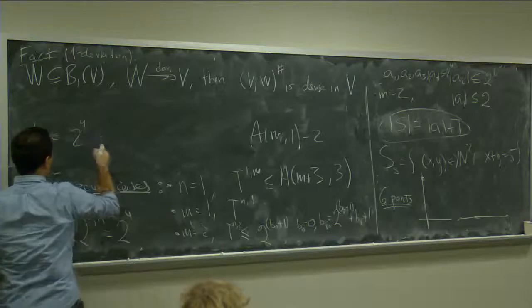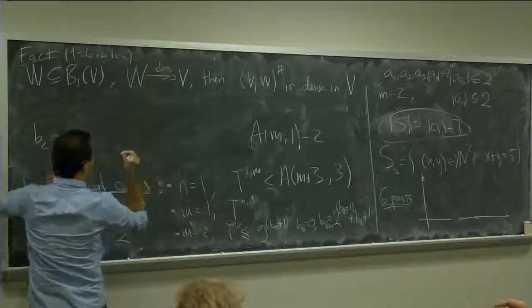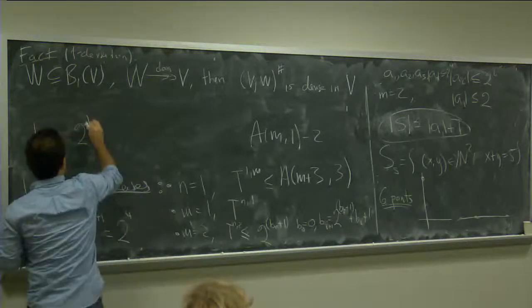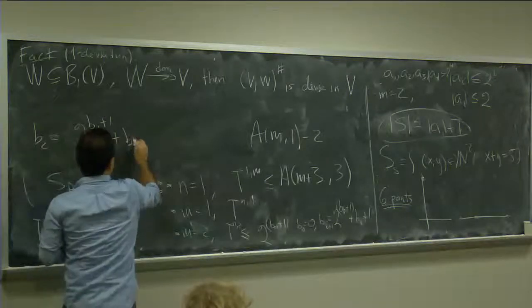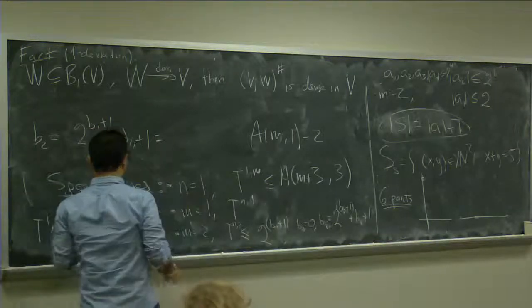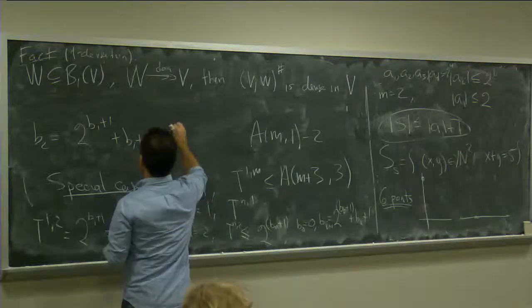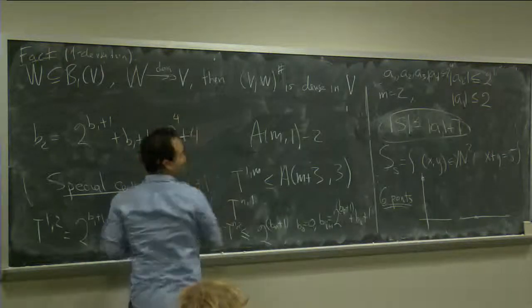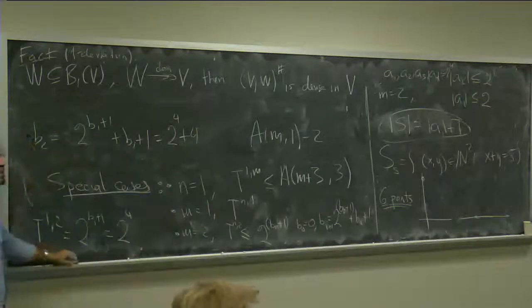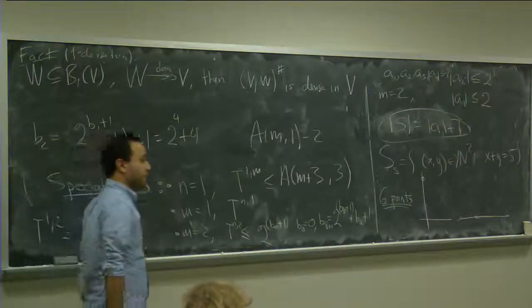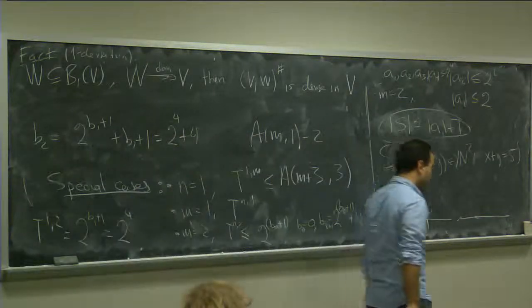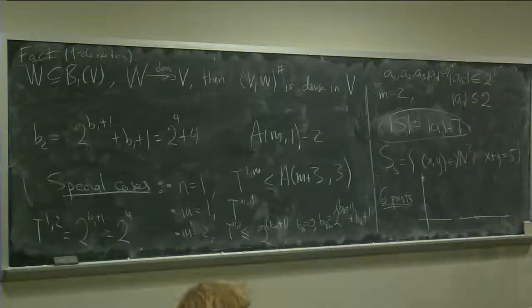Let me just do it because I get really confused about these things. 2 to the 2 to the 4 plus B1 plus 1, you have to write it out. And then we completed B1 to B3, it was 3, right? So you're saying that when m and n are both 2, there is an anti-chain of length 2 to the 4th plus 1.